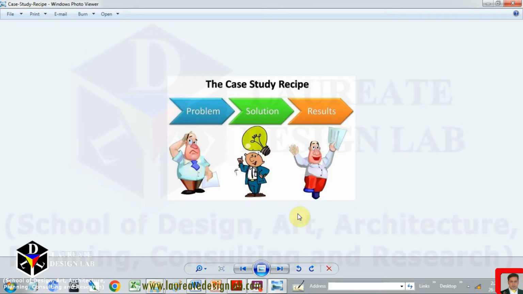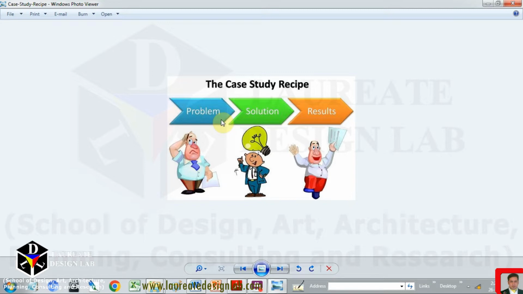Overall, talk about the problems, then talk about solutions, and then talk about the results. Take a case study of a space which is already there. These are the problems.